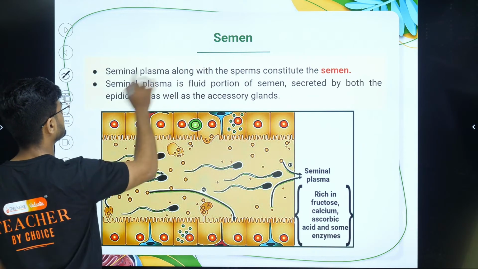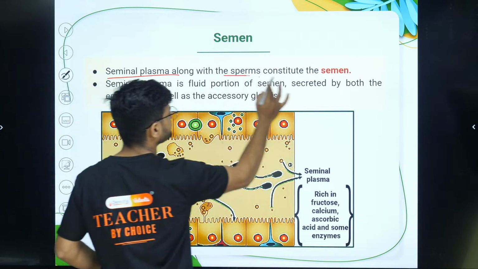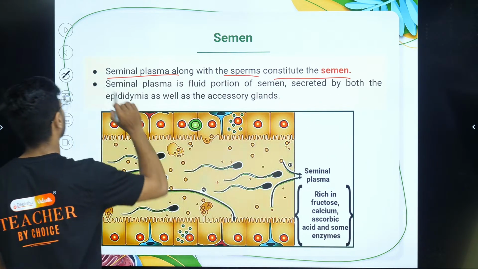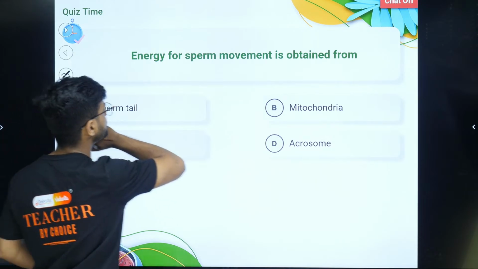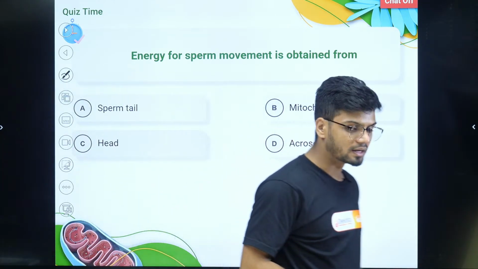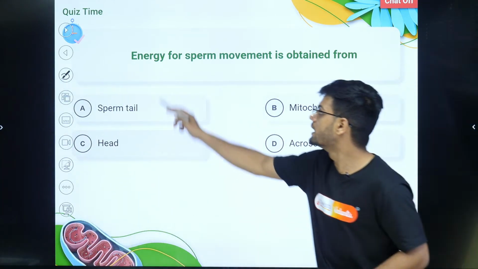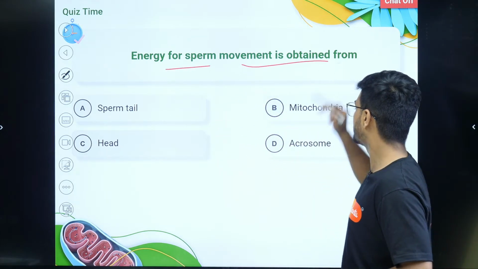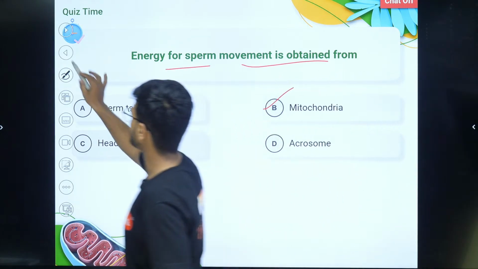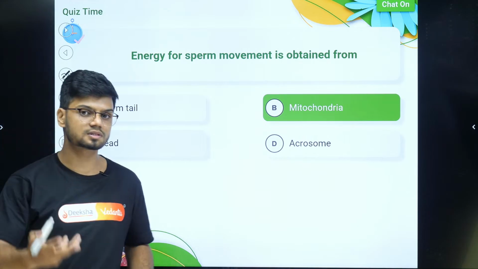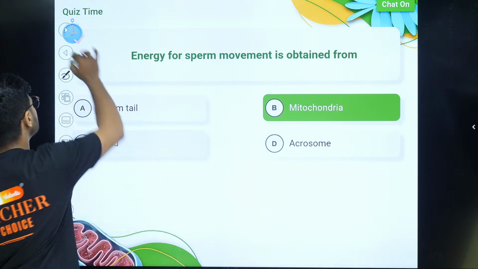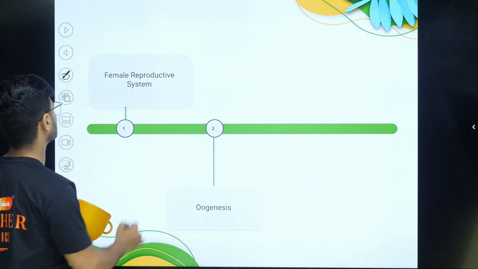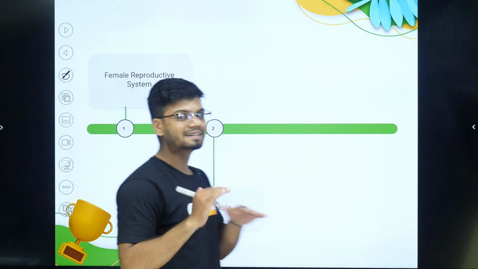Again, semen is what? Seminal plasma along with sperm constitute the semen altogether. Done. Simple question now: energy for the sperm for movement. Energy for the sperm for movement is obtained from mitochondria. Mitochondria is the energy house of the cell. It will provide energy for the movement of the sperm. Really awesome. So the male reproductive system is done and dusted.